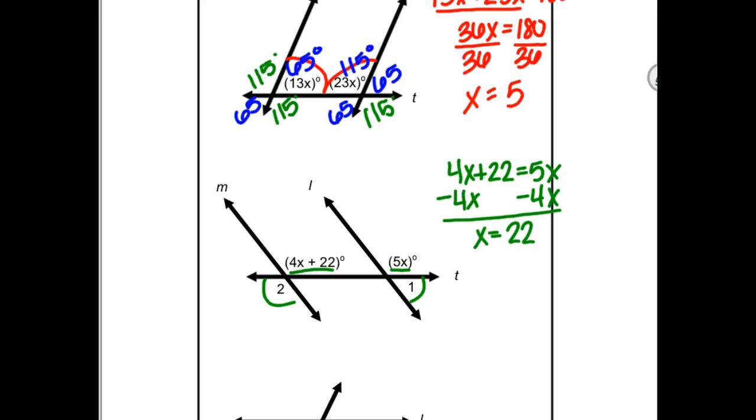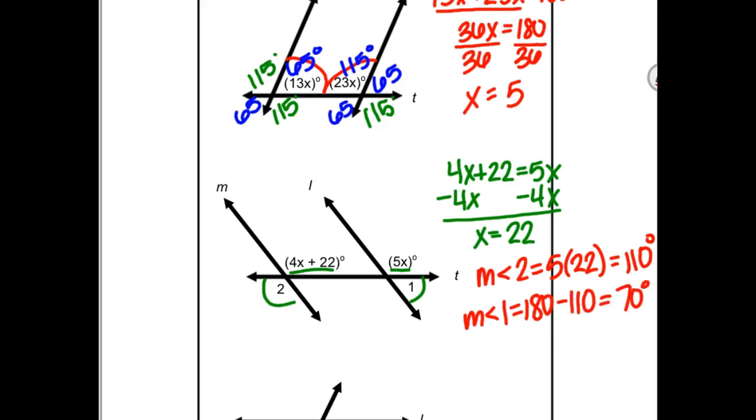And that means that because I want to find this value and this value, 2 matches with 5x because they're alternate exterior angles. So the measure of angle 2 is equal to 5 times 22, and that's going to be 110 degrees. I can then go so far as to say that angle 1 will be supplementary to that. So the measure of angle 1 will be 180 minus 110, which is 70 degrees. I want to make a correction to what I had said earlier. This one matches with this one and this one, not this one.